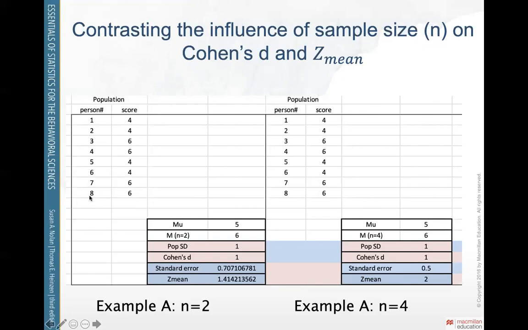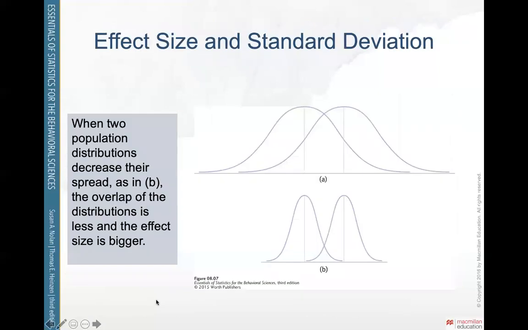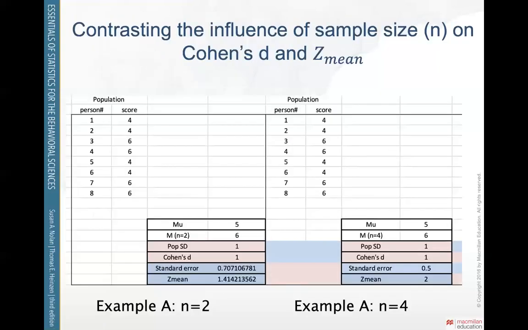So what we're doing from this population is, over here on example A, we're going to randomly pick 2 scores from this population. That will be our sample. So we're going to pick a sample with 2 scores, sample size n equals 2, and we'll calculate an M, a sample mean for that. And then we'll calculate Cohen's d and z mean. Actually, I've already done it. Cohen's d and z mean when we assume a sample size of n equals 2. That's just plugging numbers into the formula for Cohen's d and z mean that I showed you on the previous slide.